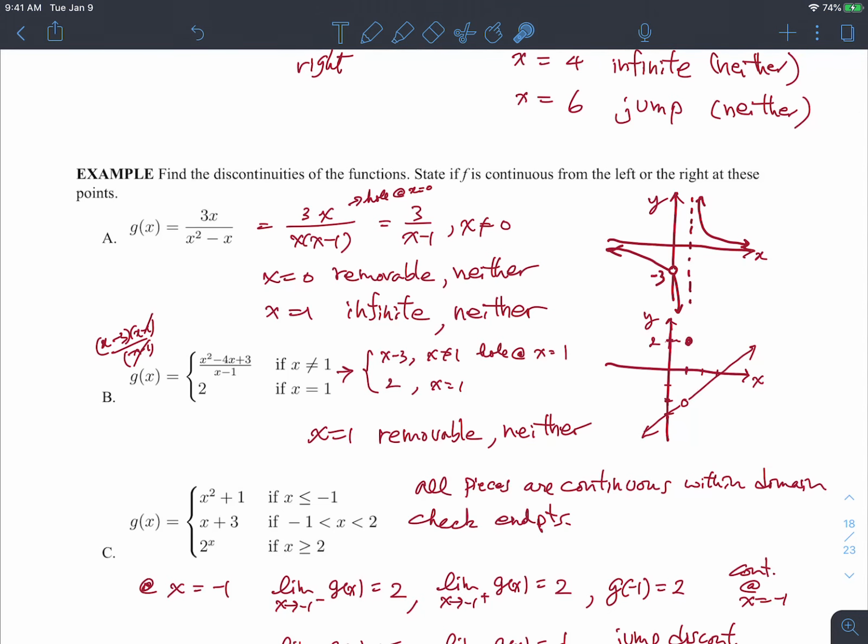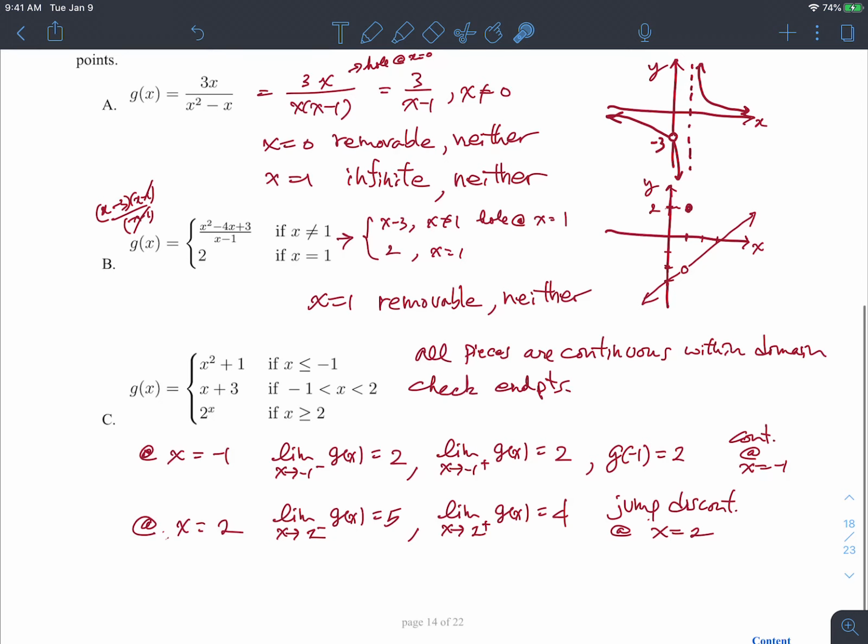Okay. All right. C. So basically all pieces are continuous within their domain. So we just need to check the endpoints. The endpoint is where the overlapping part right there is, negative 1. Coming from the left, it is 2. Coming from the right, it is 2. And I plugged it in at that point at negative 1, it is 2. So it has met the definition. Therefore, function g of x is continuous at x equal to negative 1.